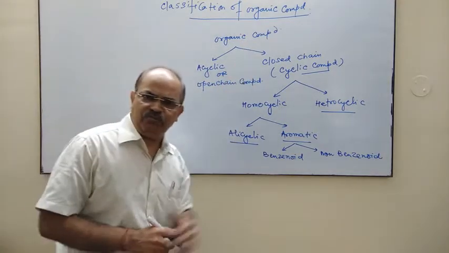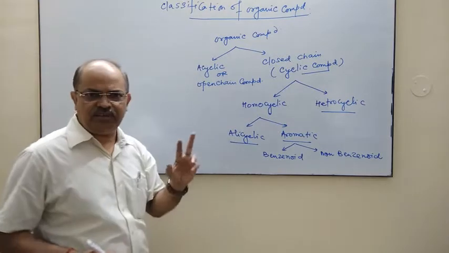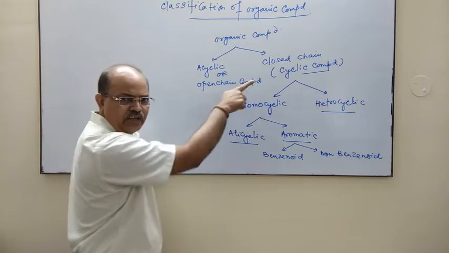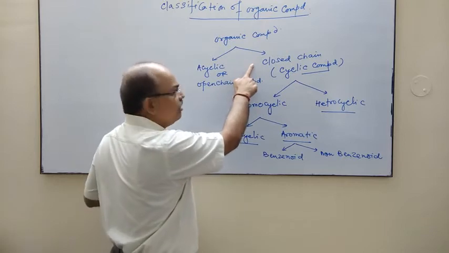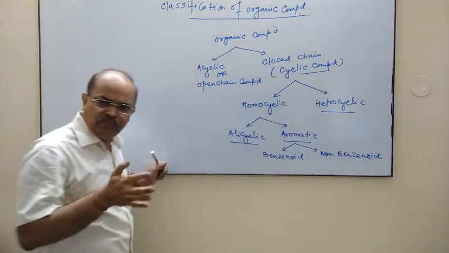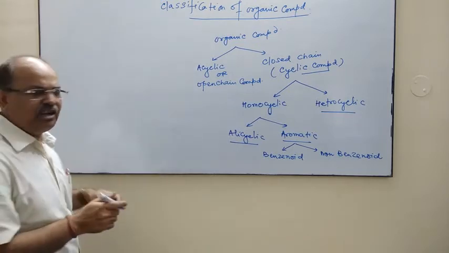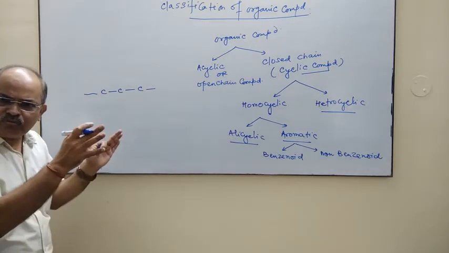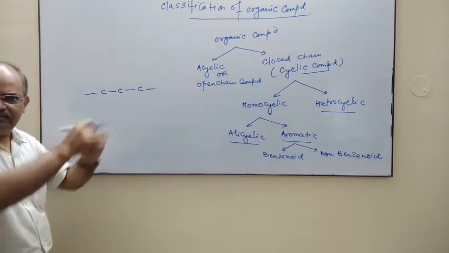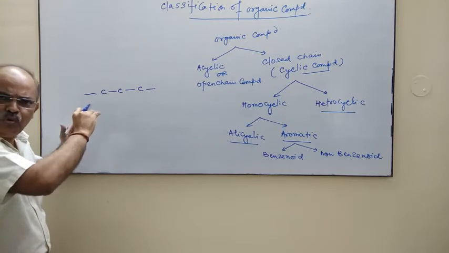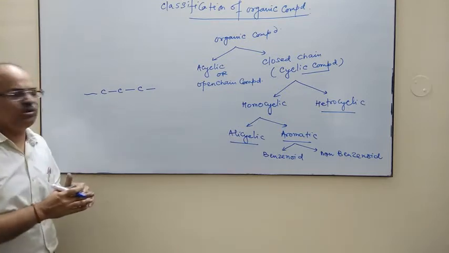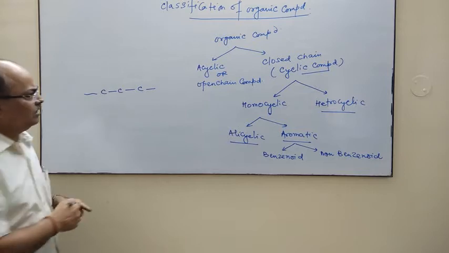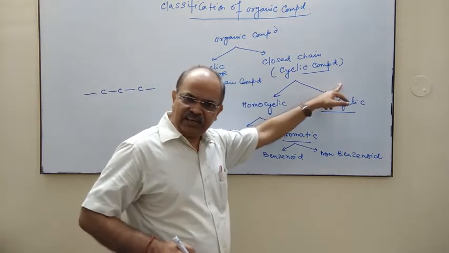Classification of organic compounds. The organic compounds are classified in two categories. One is your acyclic or open chain compound. The second is your closed chain or cyclic compound. Now for open chain compounds, the carbons show catenation as you know, and there is no cyclic trade. So there will be no closing of chain, then that compound is known as your open chain compound or called acyclic compound. The second is your closed chain, that is cyclic compound.